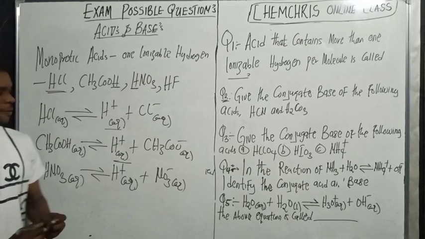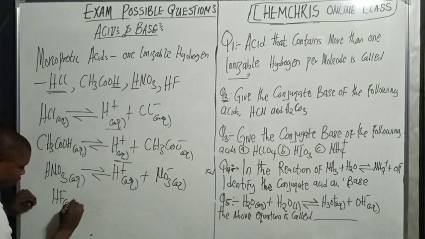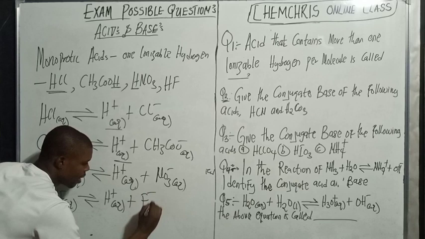Then we have HF aqueous. Here we have H+ aqueous plus what? F- aqueous. That is it. So these are what? Monoprotic acids.